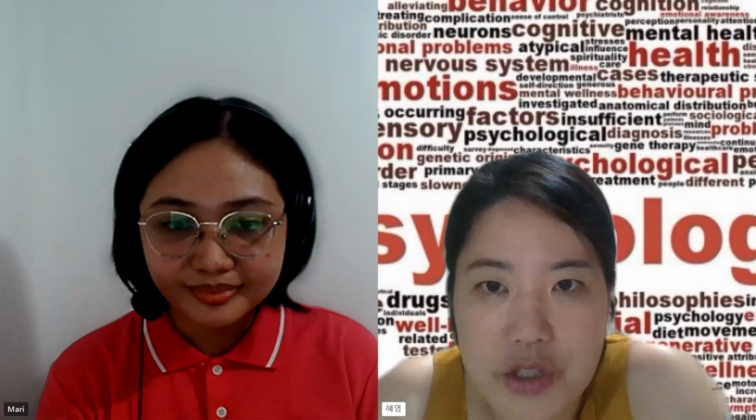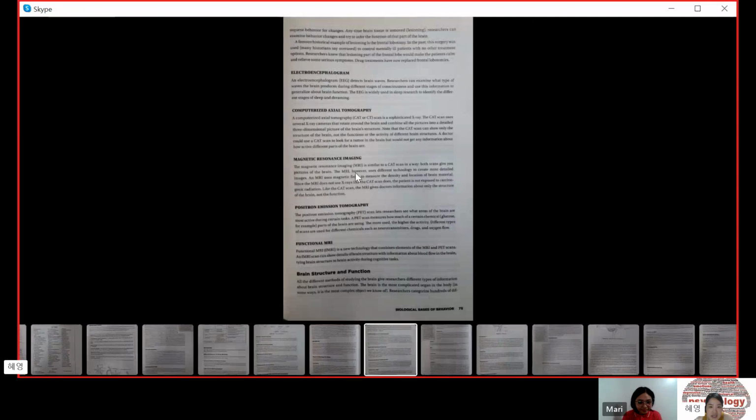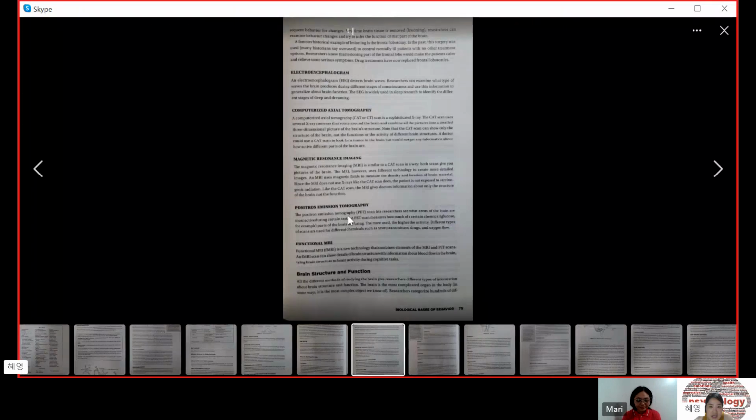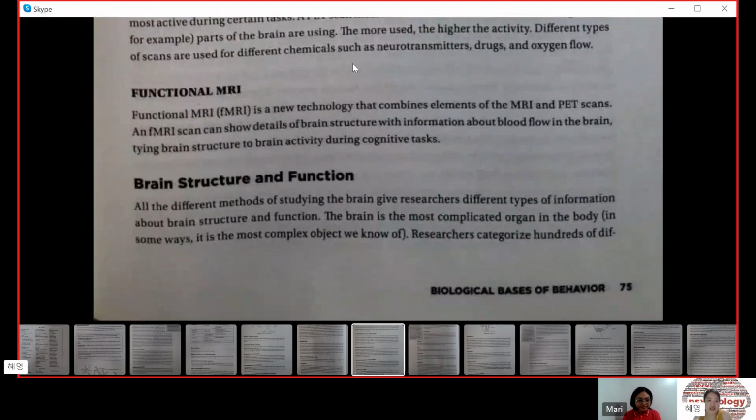Okay, now I share the screen and then let's start today's lecture, brain structure and function. So all the different methods of studying the brain give researchers different types of information about brain structure and function.